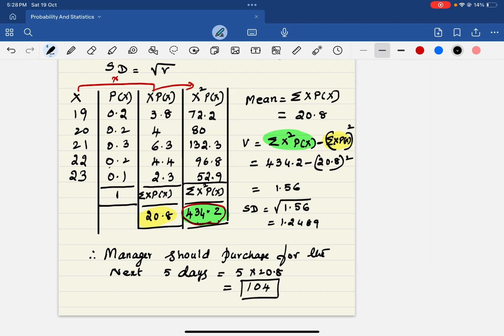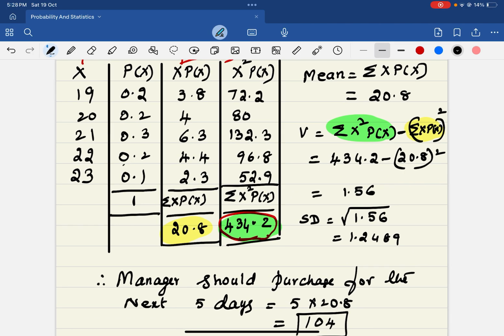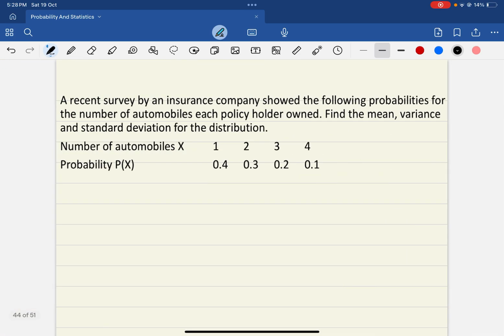I hope you are able to understand the question properly, and this is the way of doing the problem for the probability, the discrete random variable, discrete probability distribution. So let us now go to the next question. Let us read the problem now. A recent survey by an insurance company showed the following probabilities for the number of automobiles each policyholder owned. Find the mean, variance, and the standard deviation for the distribution. This is the same variety of problem, simply finding the mean and variance. I hope you can do this.